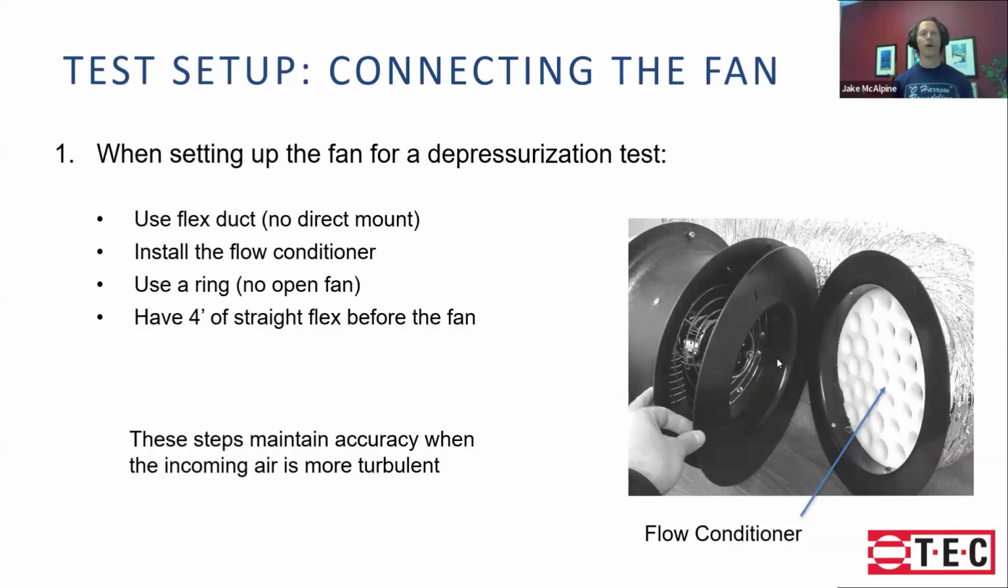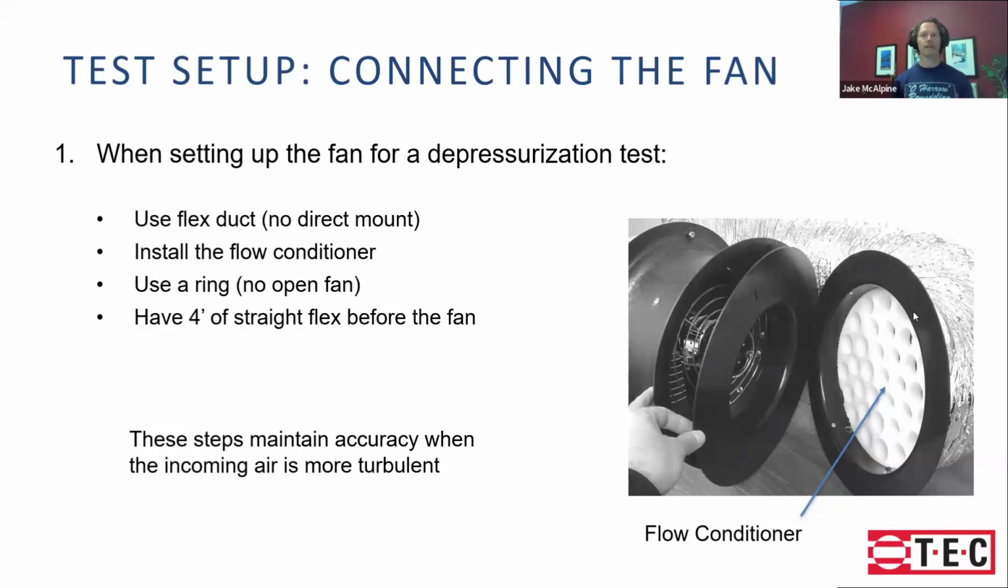you've turned the fan and you're pulling air out of the ductwork. There are a few things that are different when you do this test. There is a flex duct that we have connected. We need to use a flex duct because if we direct mount a fan, we don't know what's happening right upstream of that. It's an uncontrolled environment. So in order to maintain accuracy, we say use the flex duct.